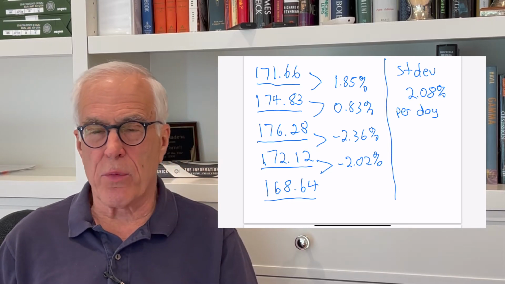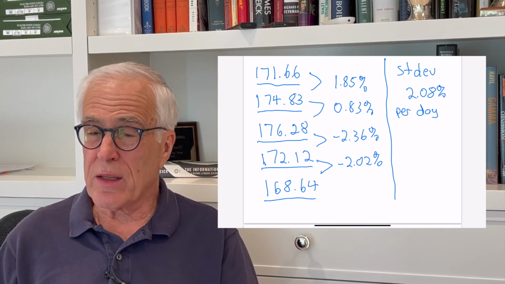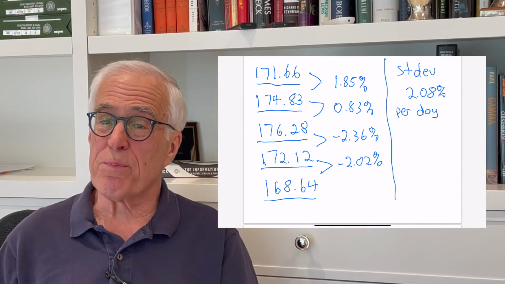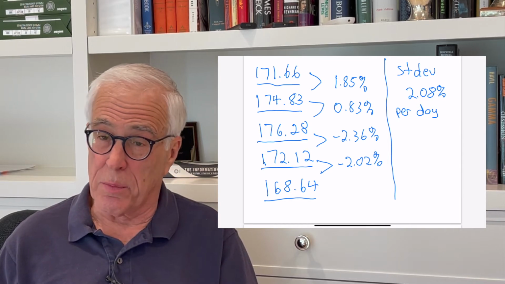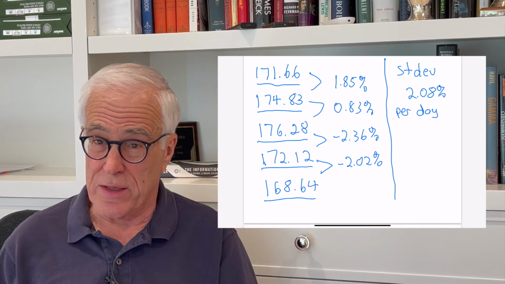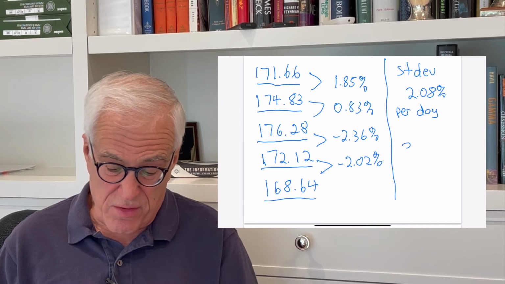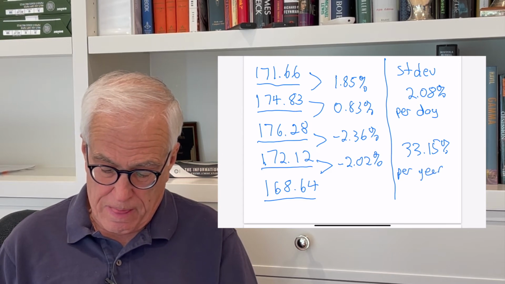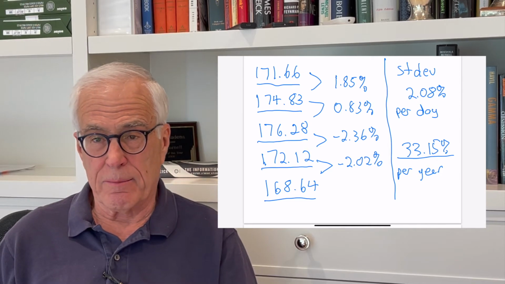In practice, whenever we talk about the volatility of Apple, or the volatility of the market, we're not talking about standard deviation in terms of per day, but in terms of per year. There's an easy way to annualize this. You basically multiply by the square root of the number of trading days, which is 253 in a typical year. When you do that, you get 33.15% per year. And that would be the measure of Apple's volatility.